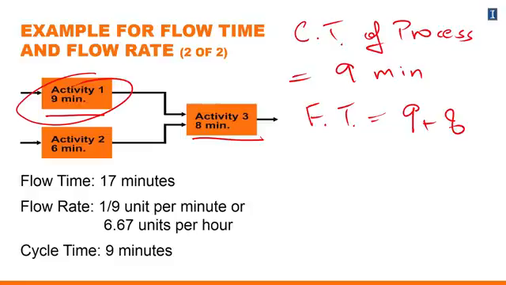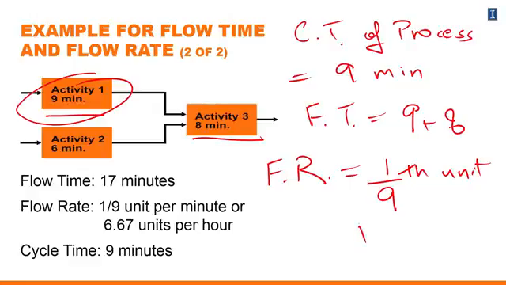Now, once you have the cycle time of the process based on the largest cycle time of the 3 activities, which was 9 minutes, the flow rate can be determined by the reciprocal of the cycle time. So you have a cycle time of activity 1 of 9 minutes. The flow rate, or what is also called the throughput rate, is going to be 1/9 unit per minute, right? And if you want to convert this into units per hour, you multiply it by 60. In this case, it's going to be 1/9 unit per minute.